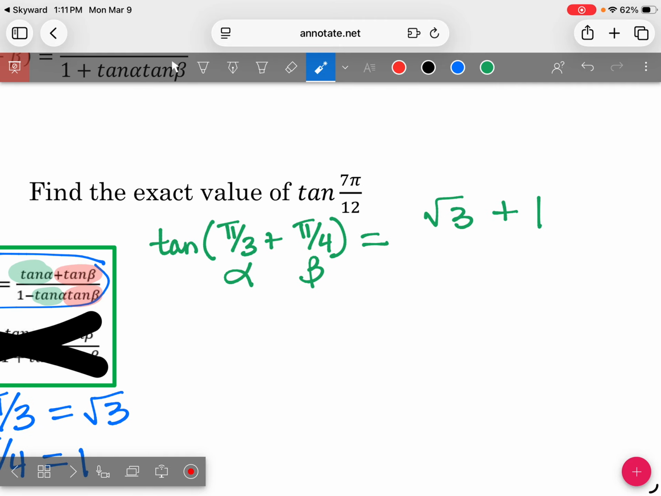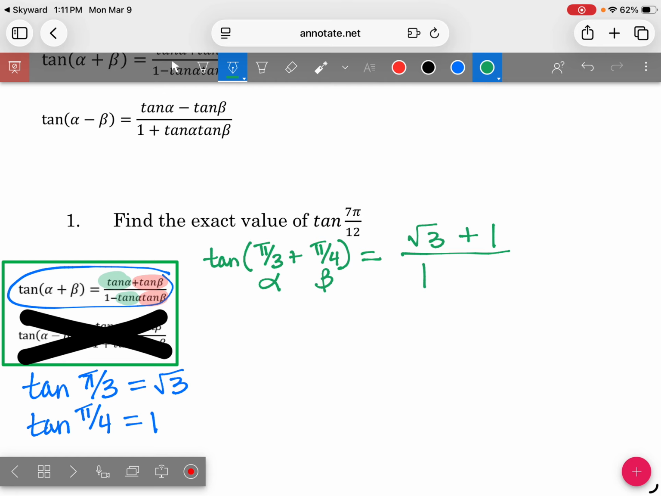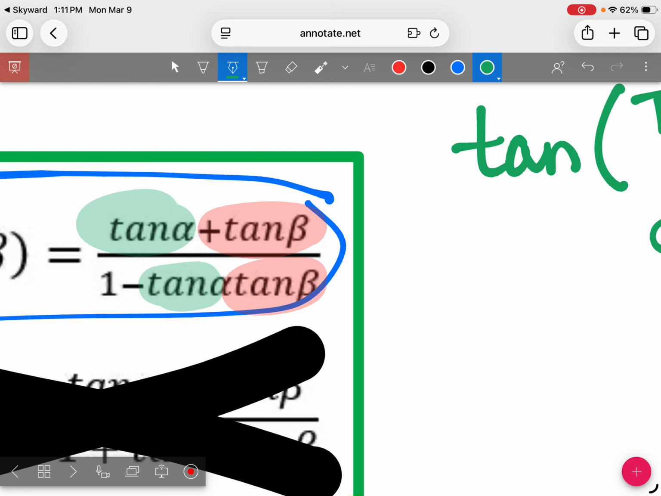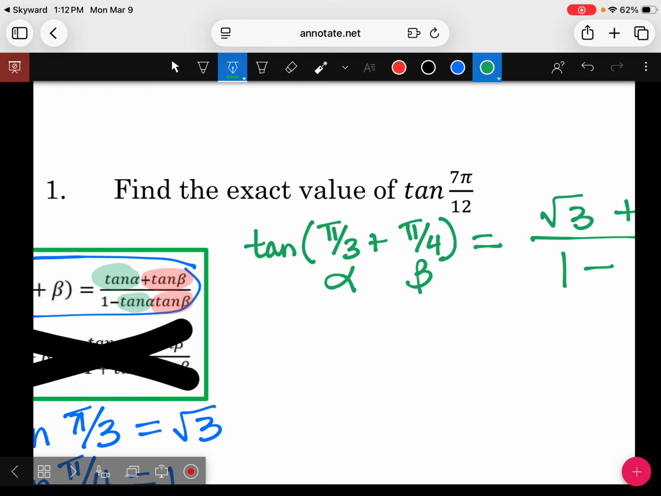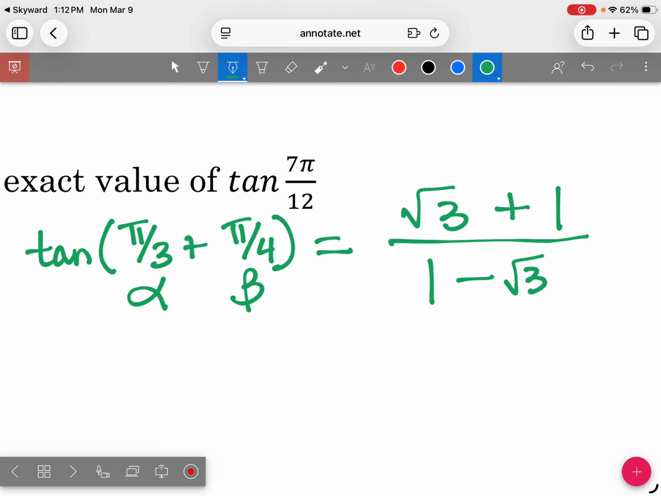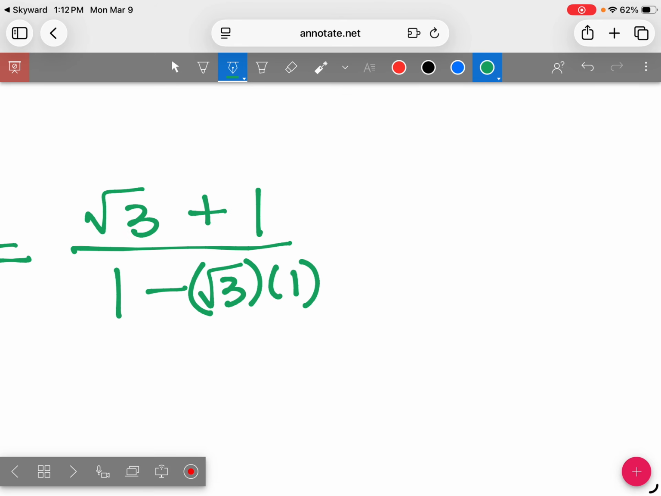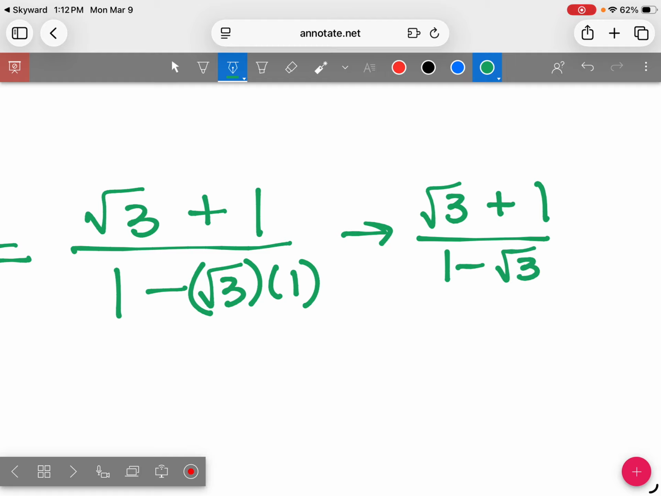And that is going to be divided by 1 minus, and it says take tangent of alpha times tangent of beta. So it'll be 1 minus root 3 times 1. So this is what we end up with. Square root of 3 plus 1 over 1 minus the square root of 3. Now, if you made it to that point, and if it was worth, let's say 5 points, you get 2 points. The rest of this is simplifying.